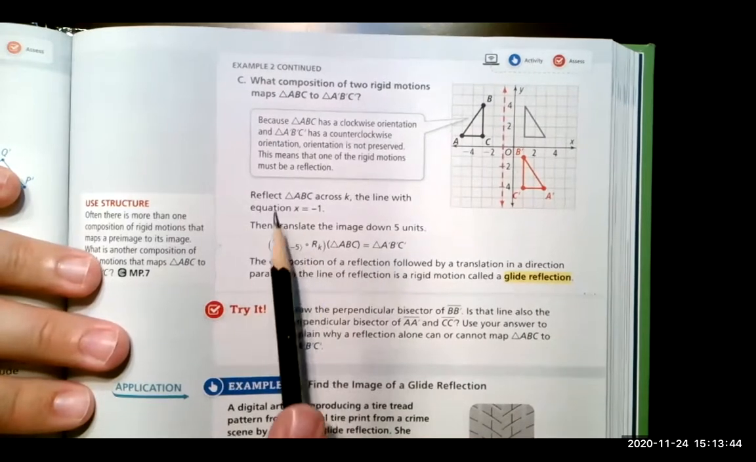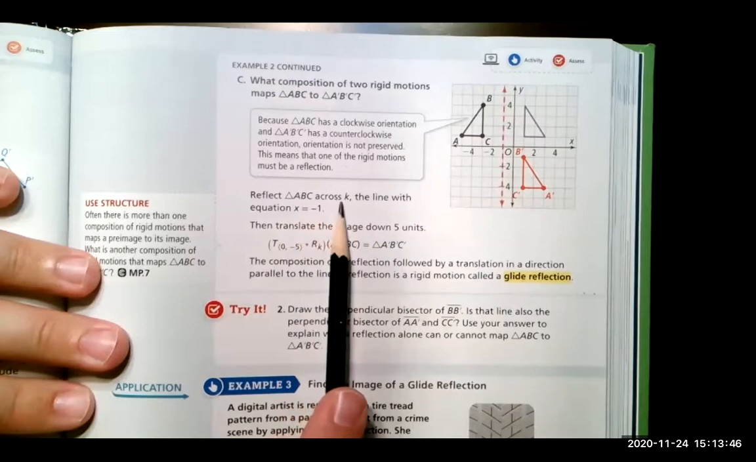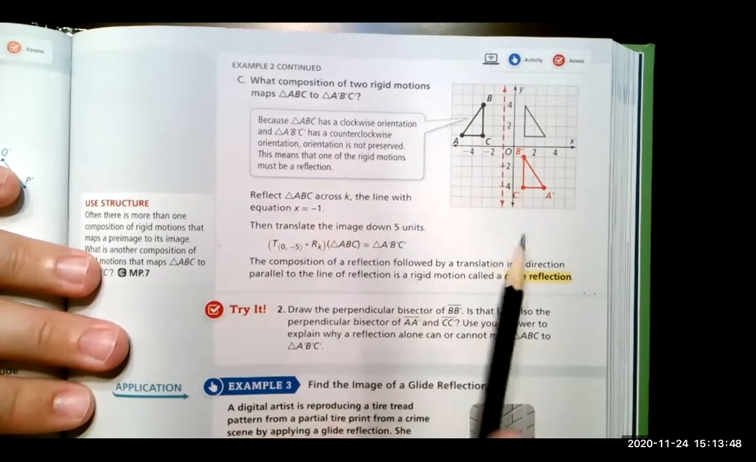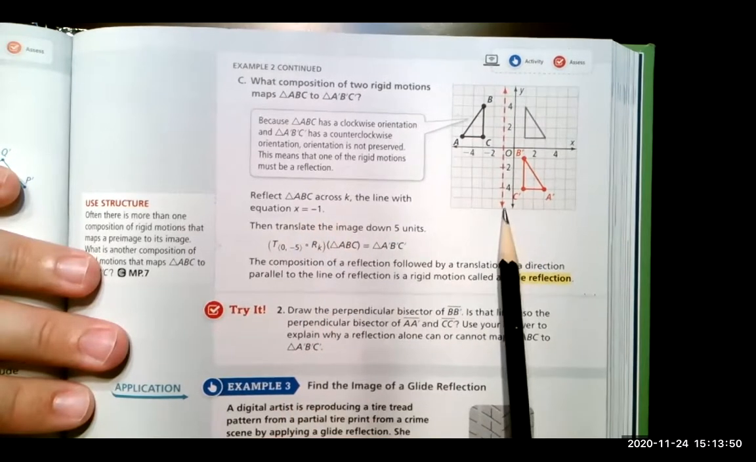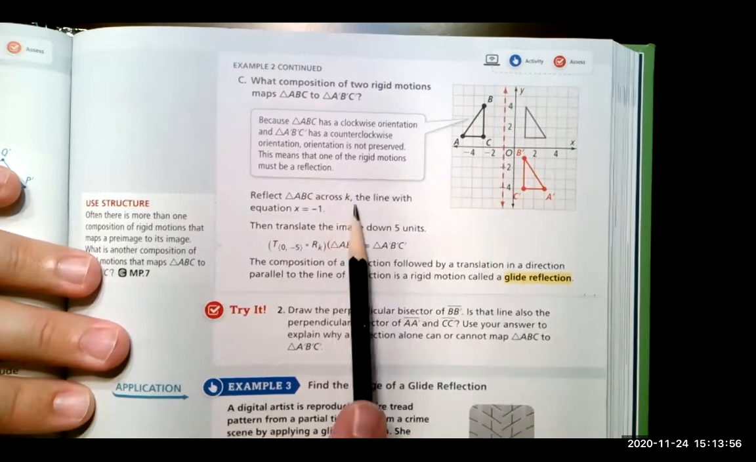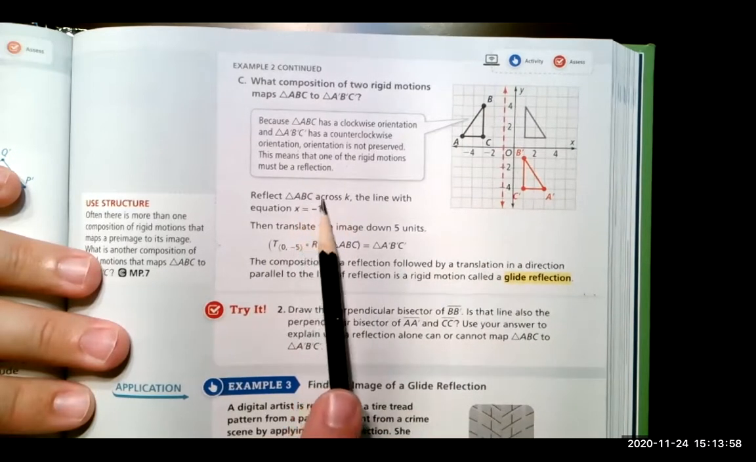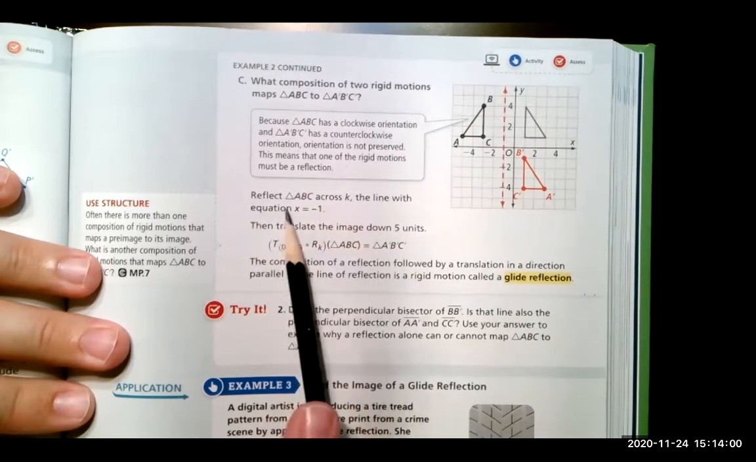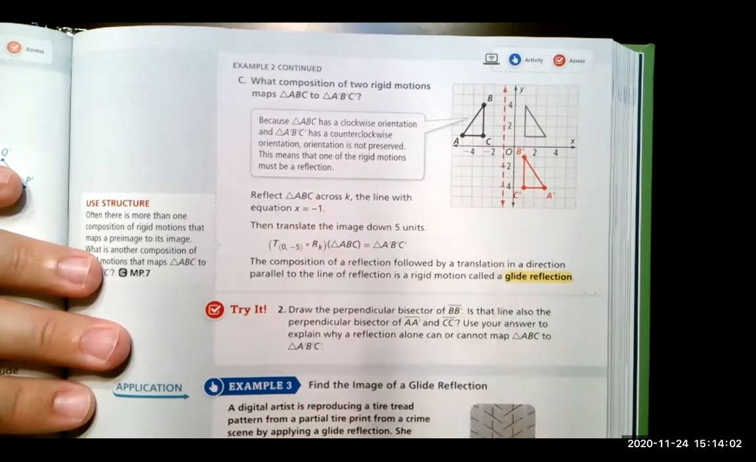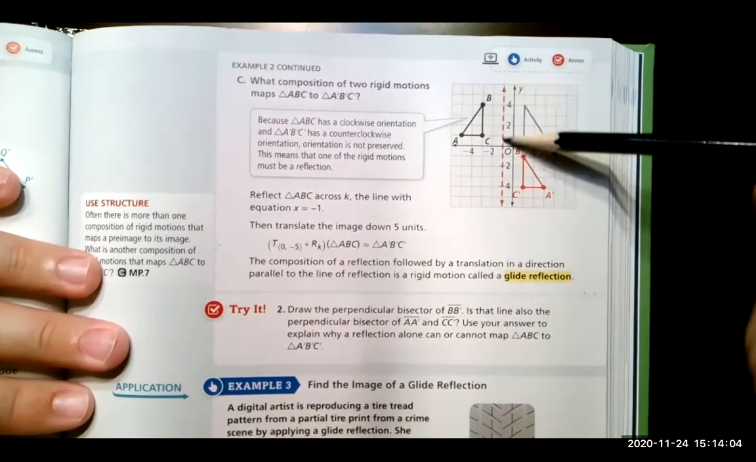So here they're telling you to reflect that pre-image across K. Do they give you K? Is it this red line here? I don't see any. Oh, okay, they're telling you right here. Reflect triangle ABC across K, the line with the equation x equals -1. So you could see this red dotted line here.